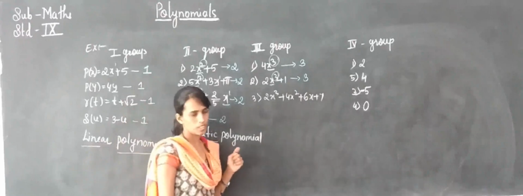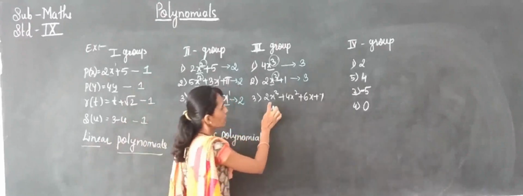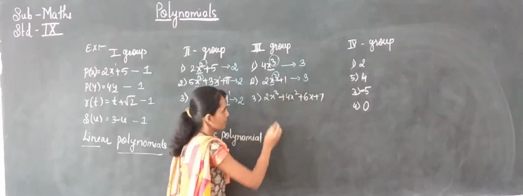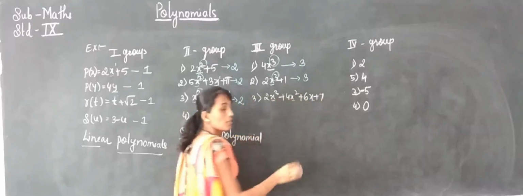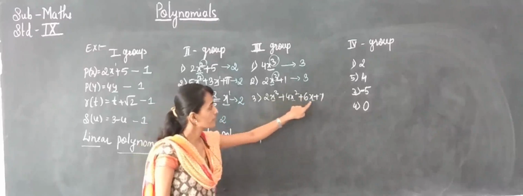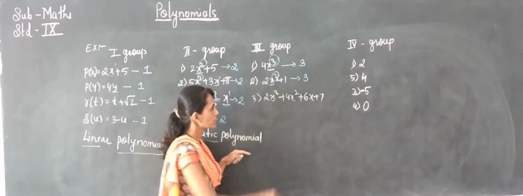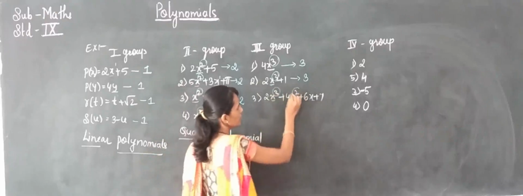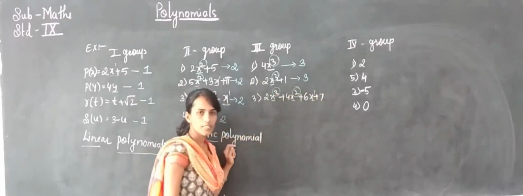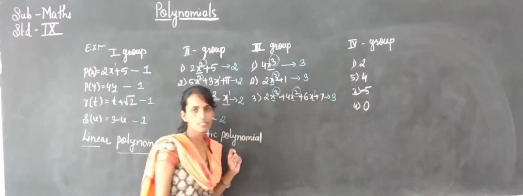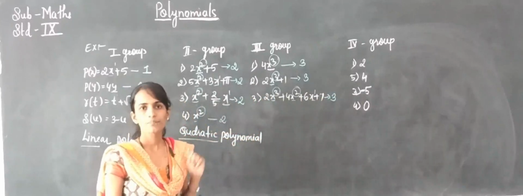Here we have 2x cube, 4x square, 6x plus 7. In this, the powers of x are 3, 2 and 1. Which is the greatest? 3 is the greatest, so the highest power is 3, and this is also a third degree polynomial.